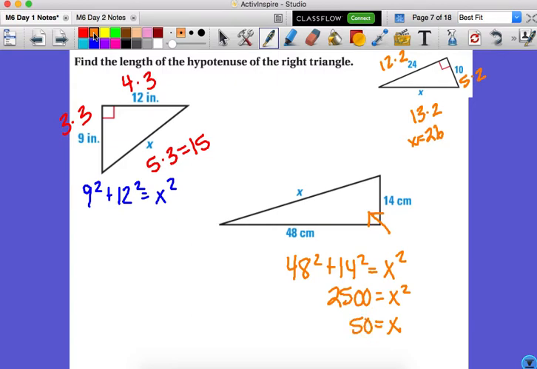So this would have been one of my triples, so I might have noticed what that triple actually was. But if I don't, totally okay. I can go through that process. Either way will work.